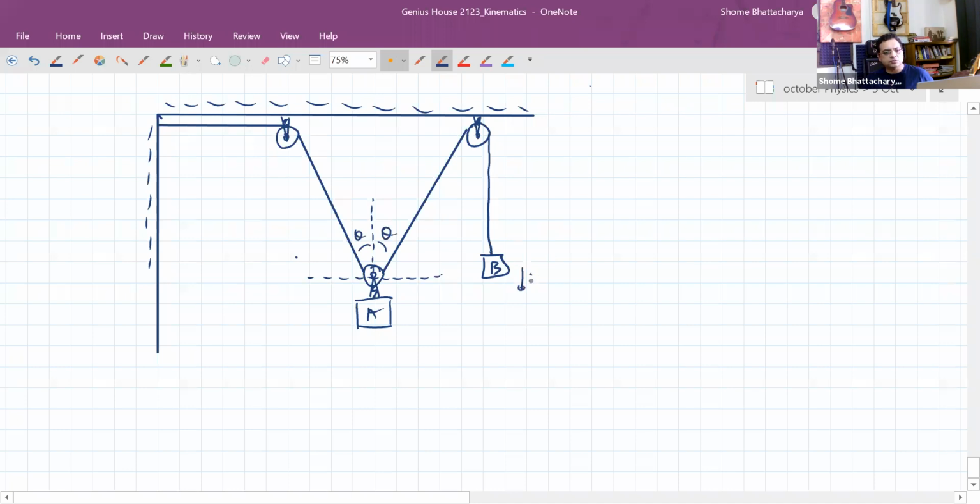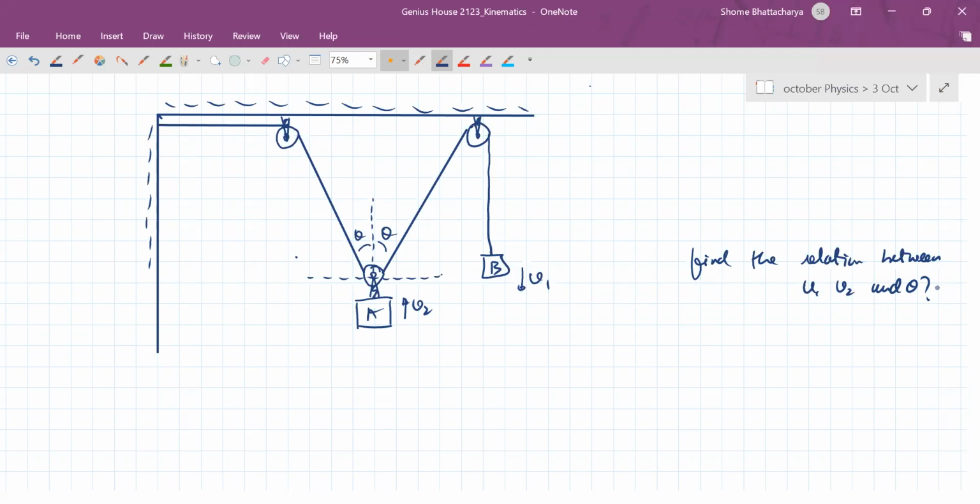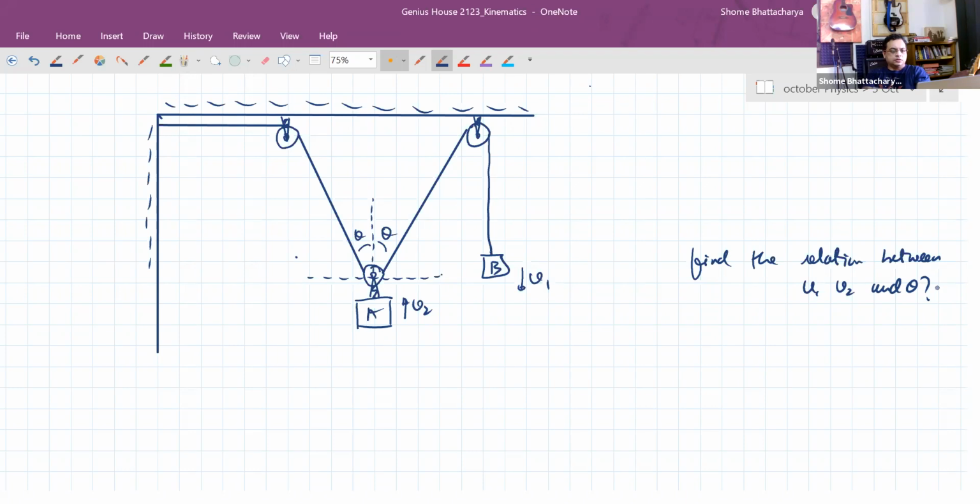Okay. Now, if this is going down at a speed V1 and this is going down at a speed V2, find the relation between V1, V2, and theta. So 2V2 cos theta is equal to V1. Yes, very good. That's correct.